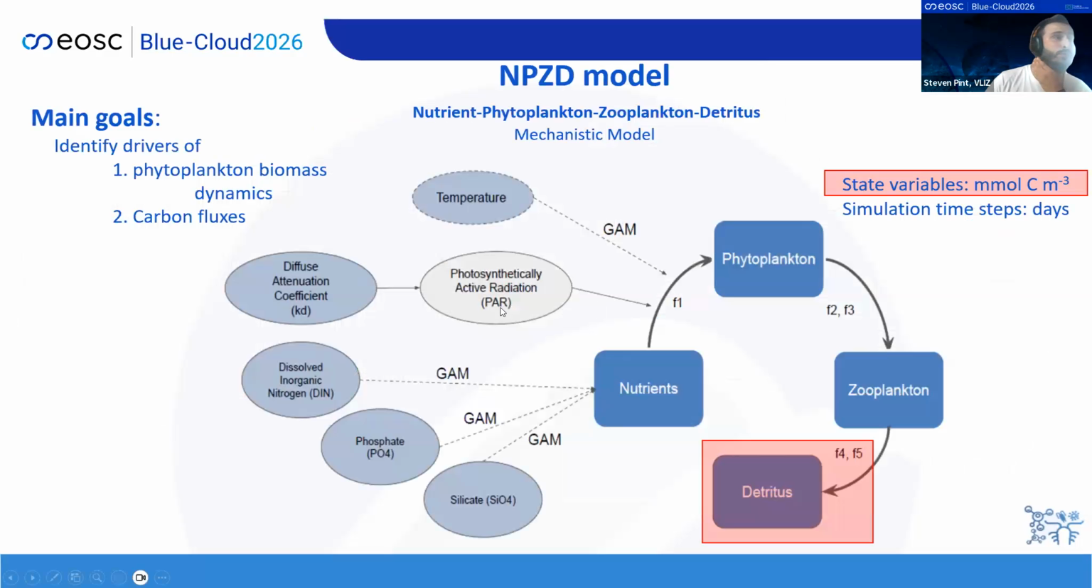So for the new Blue Cloud 2026, we're also going to start looking at carbon fluxes. And for that, we, of course, change our model to carbon units. So it's expressed in carbon. And we will start looking at the detritus component of the model as well, more specifically to see how much carbon can be sequestered through the marine ecosystem and also be stored.